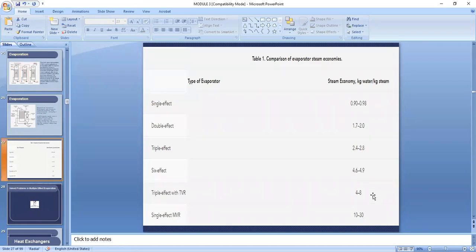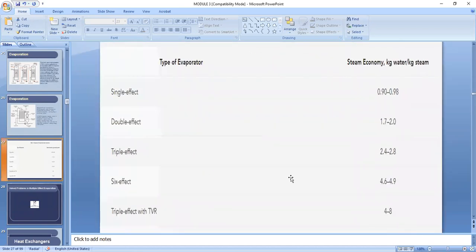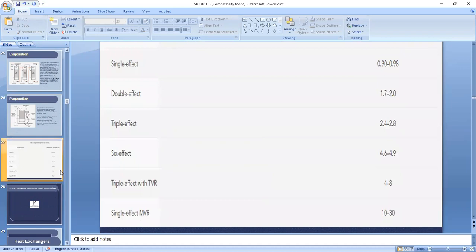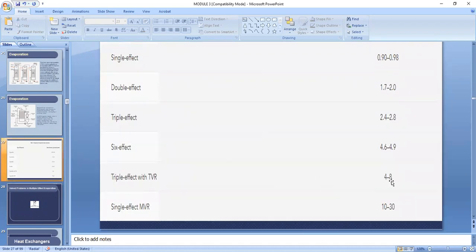So it's 4 to, by the way, this is 4 to 8. I cannot see properly. Wait, class, it's different when it's projected. This is 4 to 8. I thought this is a bar. This is a dash. So 10 to 30. This is 10 kilograms of water per kilogram of steam. So this one has a bigger amount of water evaporated per kilogram of steam used.